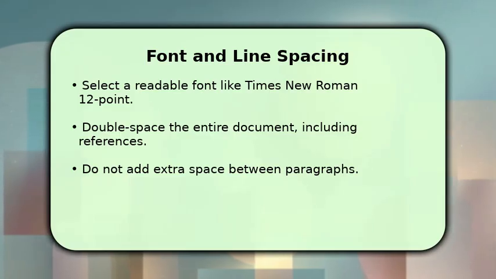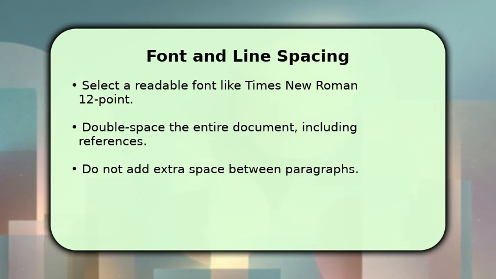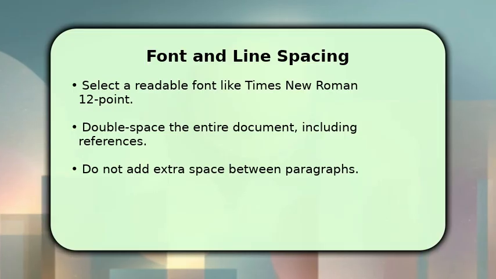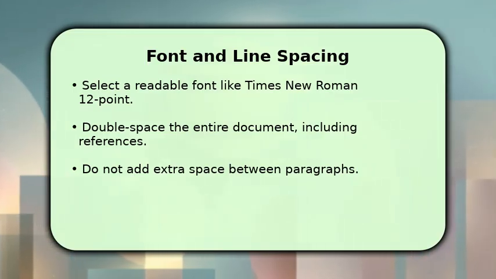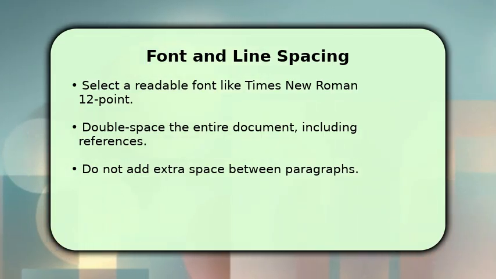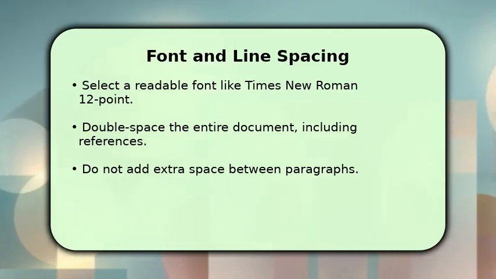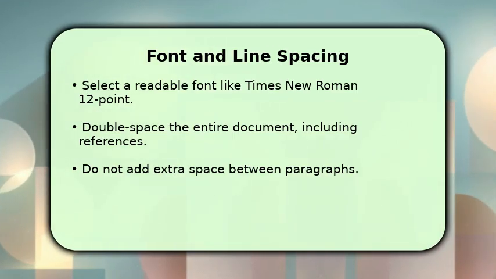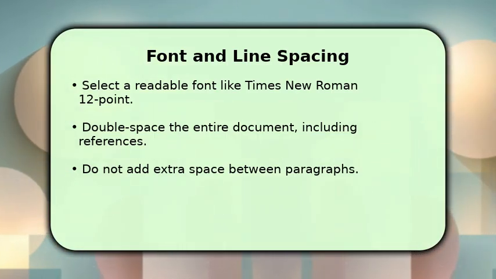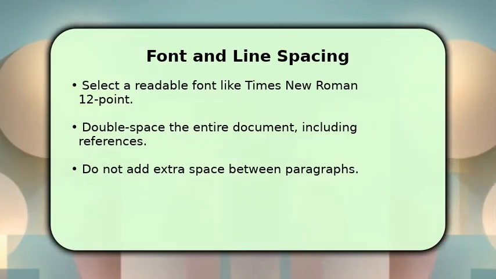Next, we'll address font and line spacing. APA guidelines recommend using a clear, readable font such as Times New Roman at 12-point size or Calibri at 11-point. Crucially, the entire document, including the title page, abstract, body, and references, must be double-spaced. Make sure there is no extra space added before or after paragraphs to maintain consistency.